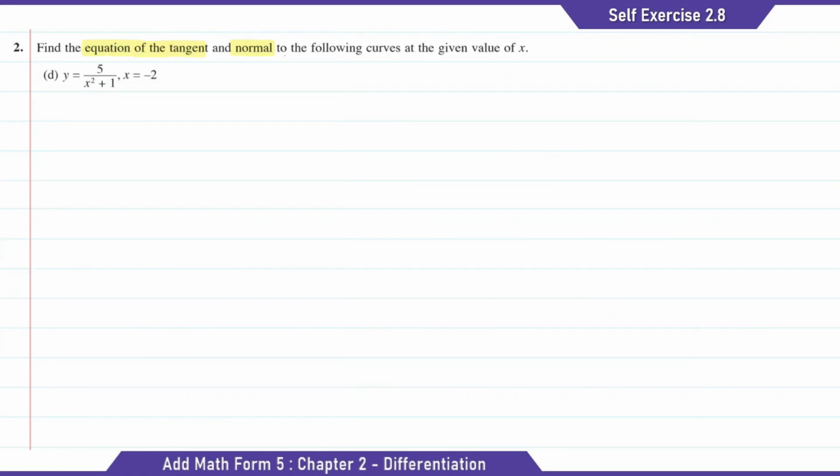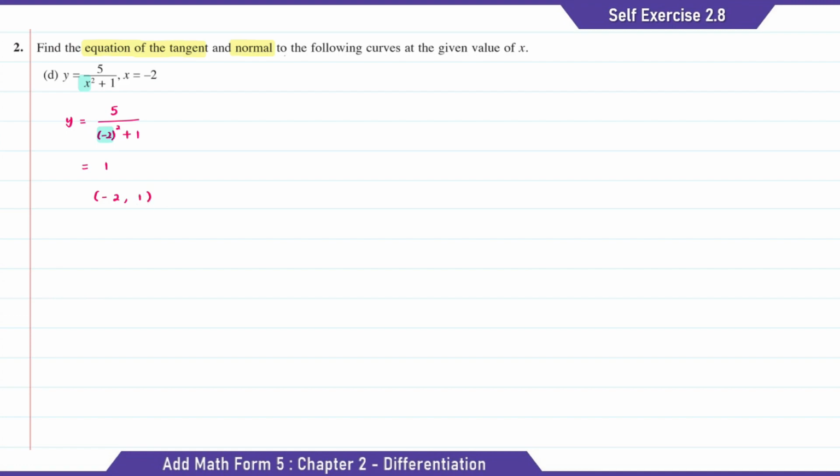Question D. To find the coordinates of the point, substitute x equal to negative 2 into the equation. This is equal to 5 over 5, which is 1. Then the coordinates will be (negative 2, 1).